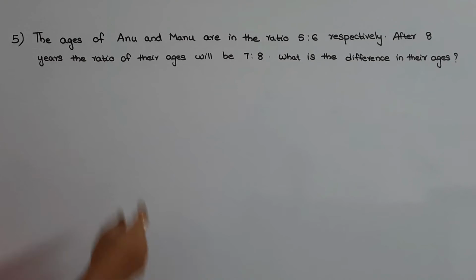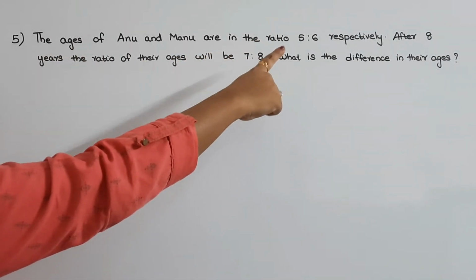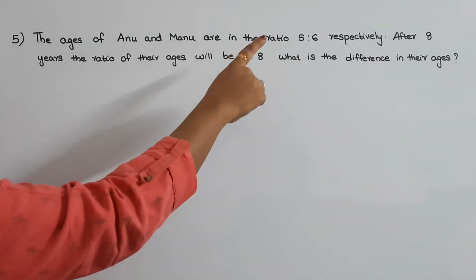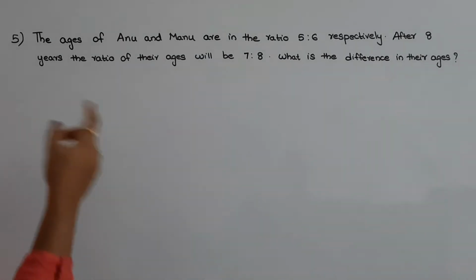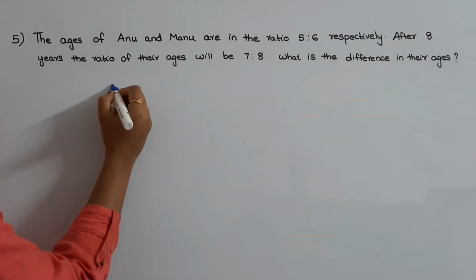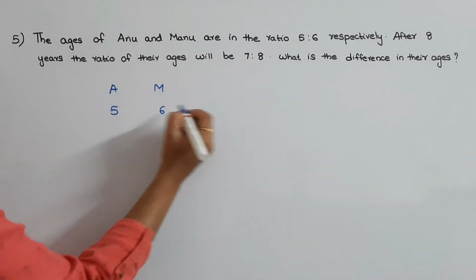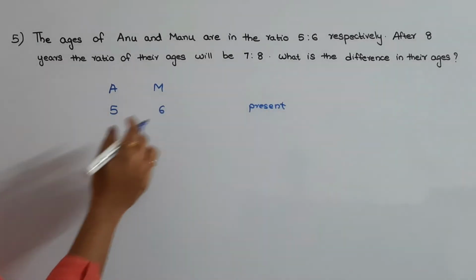The next question is, the ages of Anu and Manu are in the ratio 5 is to 6 respectively. After 8 years, the ratio of their ages will be 7 is to 8. What is the difference in their ages? So in this question, they have given the ratio of the ages of Anu and Manu at present as 5 is to 6. So at present, the ratio of their ages is given as 5 is to 6.